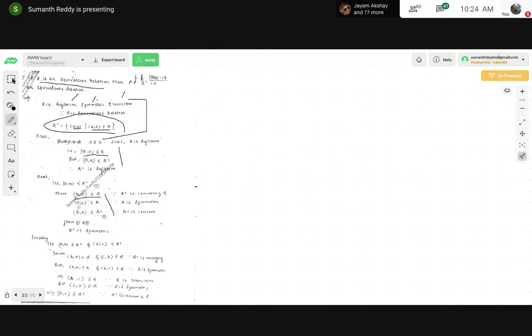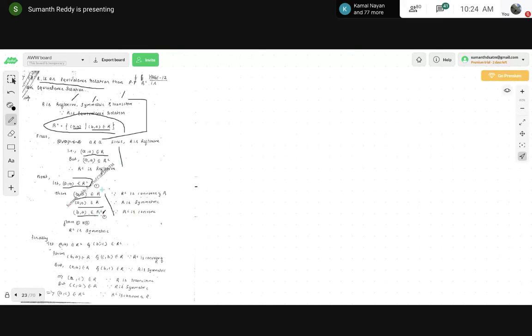And if (A, B) belongs to R, then what does its converse contain? Its converse is (B, A), correct? And that is what I need to prove. So I have started this problem with the assumption that (A, B) belongs to R converse, and I have concluded that (B, A) also belongs to R converse.